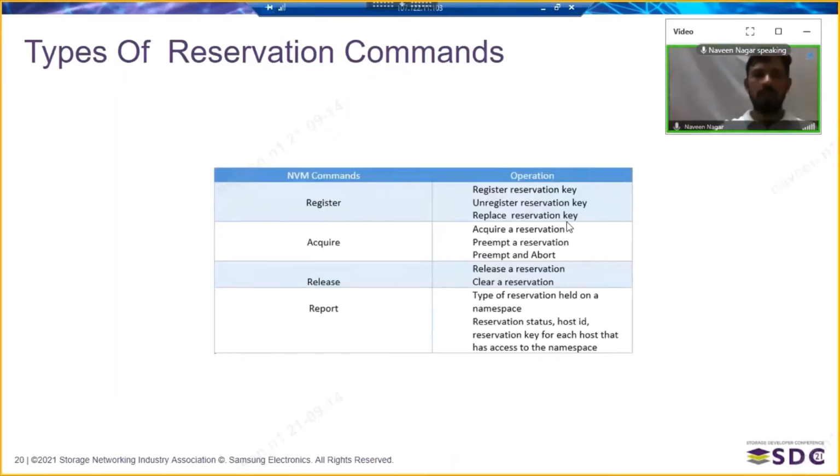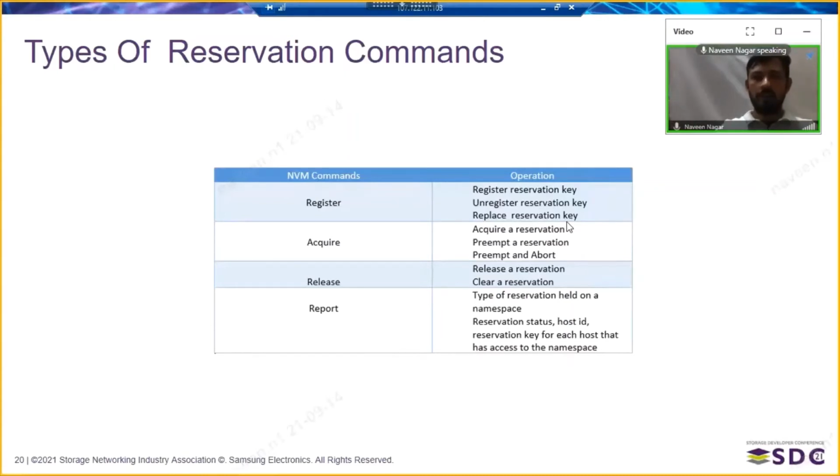There are four types of reservation commands. In the register command, the host can either register or register to replace a reservation key. The register command is a prerequisite for acquiring a reservation on a namespace. We can say that registering a reservation key with a namespace creates an association between the host and the namespace. In the acquire command, the registrant obtains a reservation on that namespace, and only one reservation is allowed at a time on a namespace.